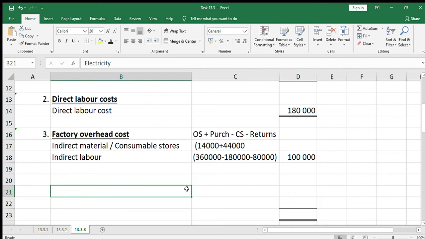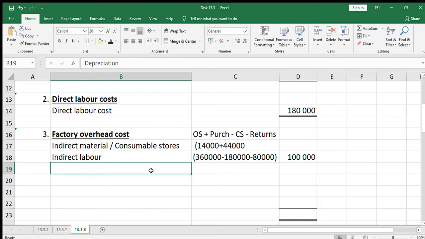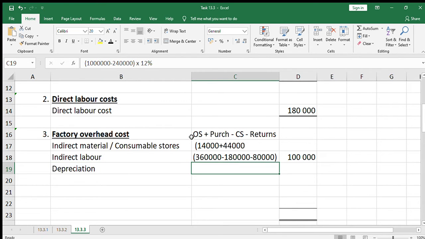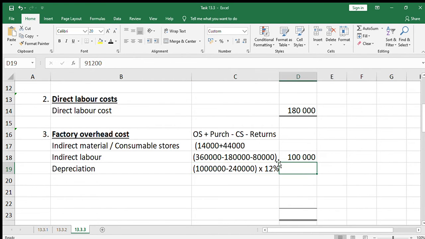Okay, then depreciation on factory equipment must be written off at 12% per annum on diminishing balance. Now, because it's depreciation on the actual factory equipment, we're going to put it here under factory overhead costs. Then we have to calculate it on the diminishing balance. So if you look at the cost of equipment given to you in the first part of the information, it's 1 million. We're going to subtract 240,000 and multiply the answer by 12% to give us 91,200 for depreciation.